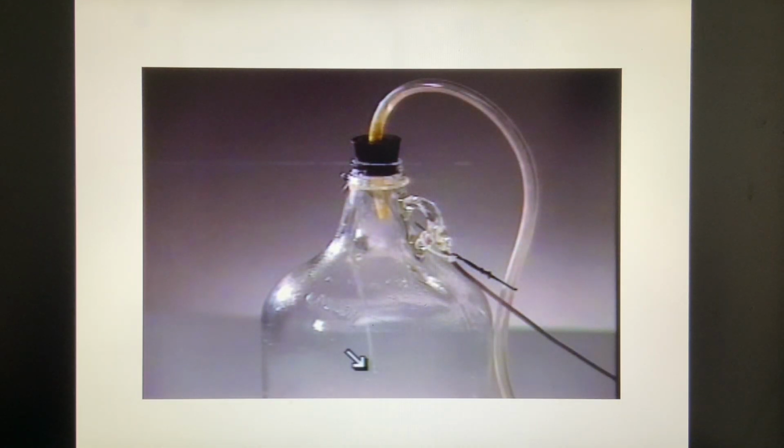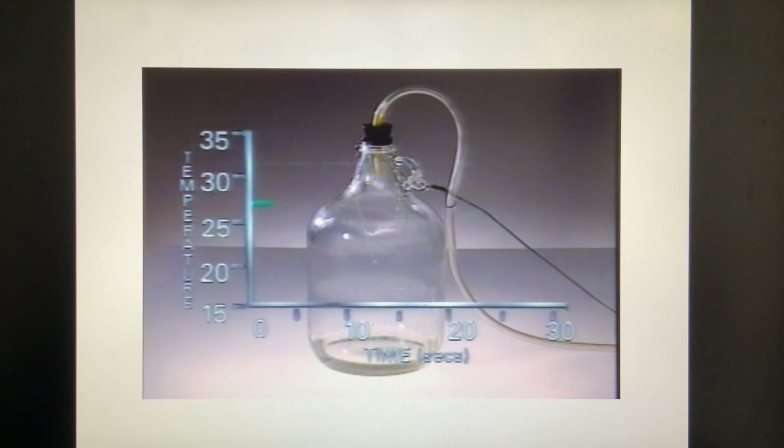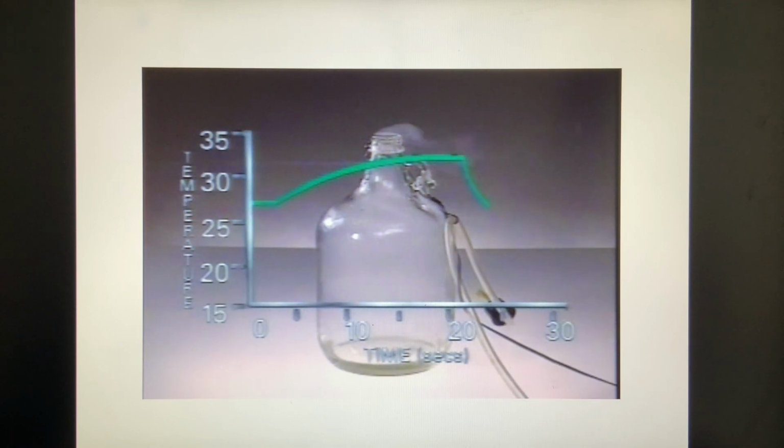A thermistor has been mounted inside the bottle to measure the temperature of the air. As the pressure increases, the temperature of the air inside the bottle increases. When the stopper blows, the air in the bottle expands, causing the temperature inside the bottle to decrease rapidly. When the temperature decreases below the dew point, fog is formed.